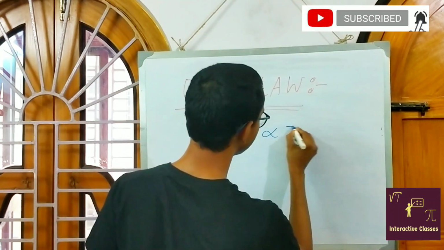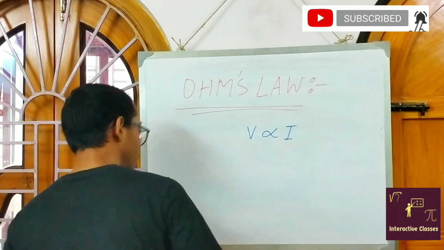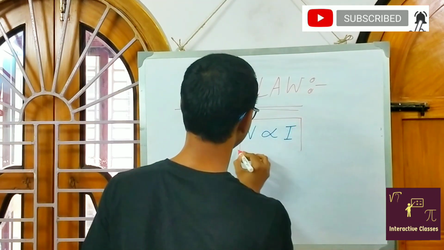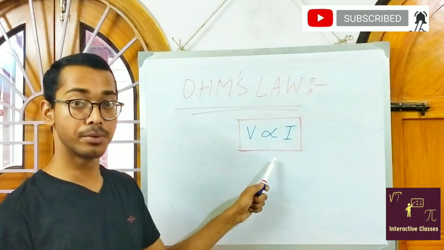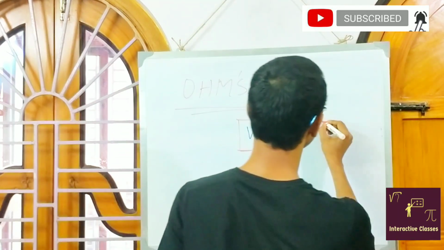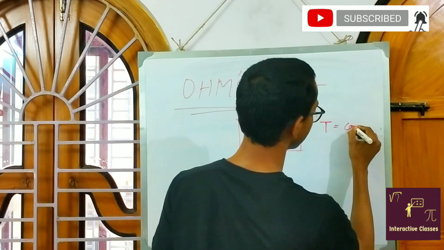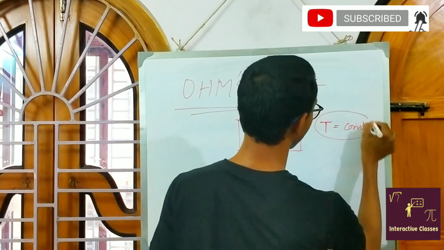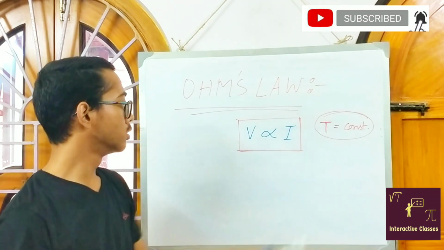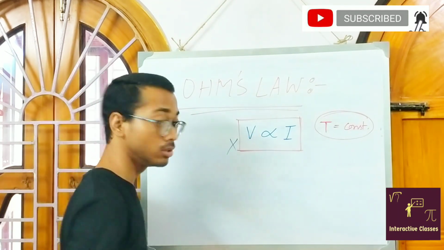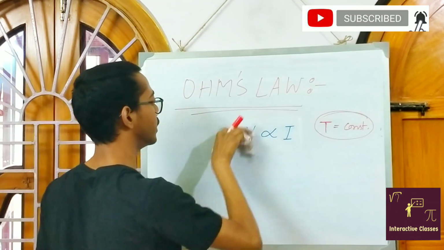According to Ohm's law, V is proportional to I. The main important part of this expression is that it occurs only at constant temperature. That means temperature T is always constant. This is the condition for Ohm's law to be valid. If temperature is variable or not constant, then this expression is invalid.